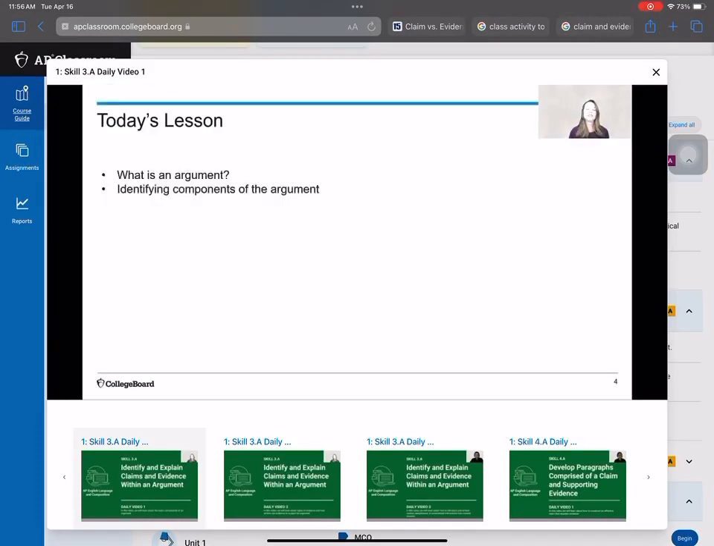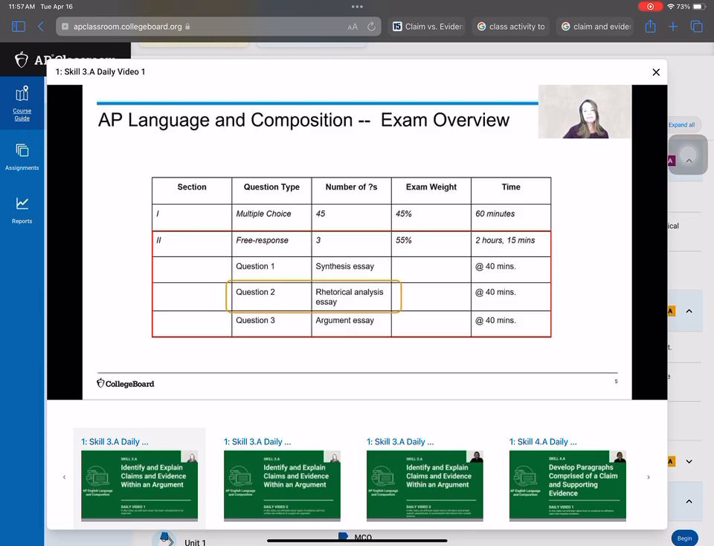Today, we are going to talk about what an argument is, and we will identify the components of an argument. So this lesson again focuses on the rhetorical analysis essay. However, the skills apply to the rest of the exam as well and well beyond.